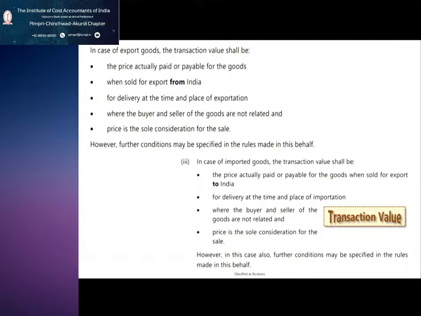So here what is meant by the transaction value in case of export goods, and what is meant by the transaction value in case of imported goods. So in case of export goods, transaction value means the price actually paid or payable for the goods when sold for export from India. So this is for when we are selling the goods from India. So when sold for export.